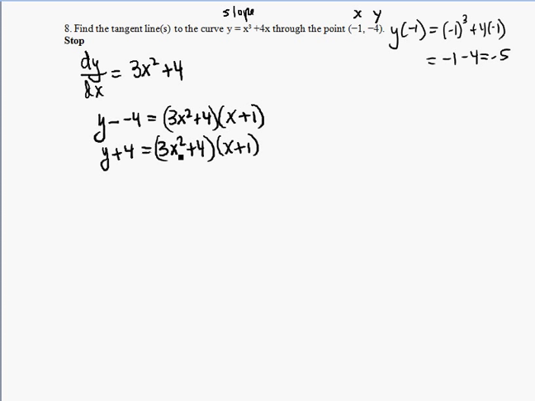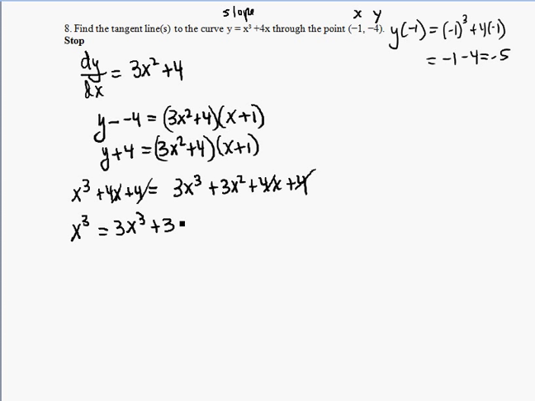Well, we have too many variables here. We have x squared and we have y. So can we make it so it's all in terms of x or all in terms of y? Well, the easier of the two is let y equal x cubed plus 4x. So where we see y, I'm going to put x cubed plus 4x. So now I have x cubed plus 4x plus 4. And I'm going to multiply the right-hand side. Gives me 3x cubed plus 3x squared plus 4x plus 4. And conveniently, the 4x's and the 4's cancel out. So I'm left with x cubed equals 3x cubed plus 3x squared.